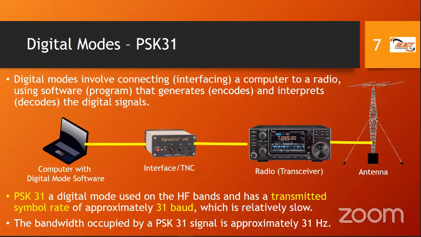And we need to know for the exam that it has a transmitted symbol rate of approximately 31 baud. So not hard to remember, because PSK 31, it's approximately 31 baud. So there you go, an easy way to remember it. PSK 31, what's the baud rate? It's 31. And that's relatively slow, or relatively low. And just additional information, it's not on the exam, but just for you to know, the bandwidth occupied by a PSK 31 signal is also approximately 31 hertz. Go figure.